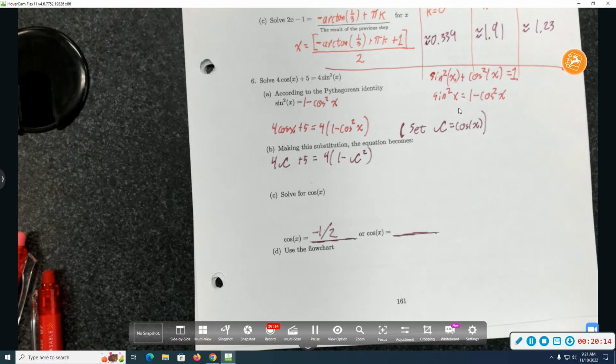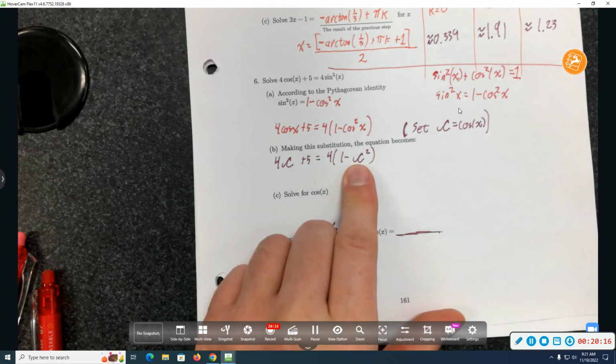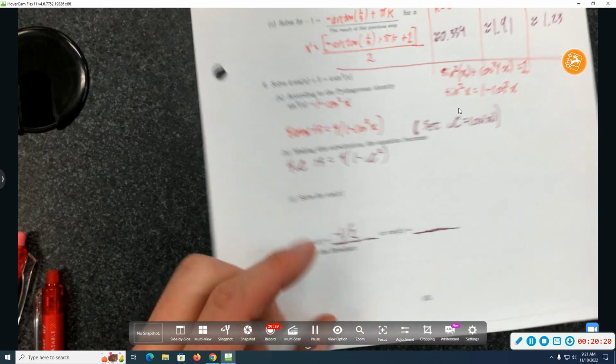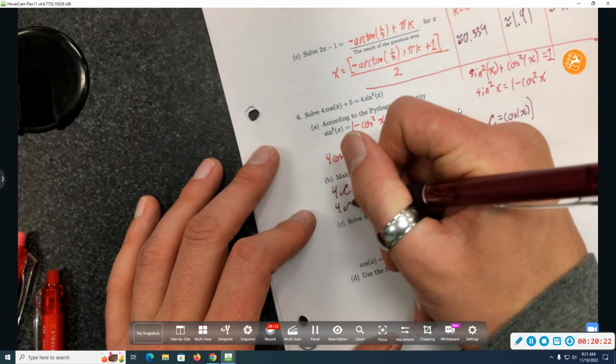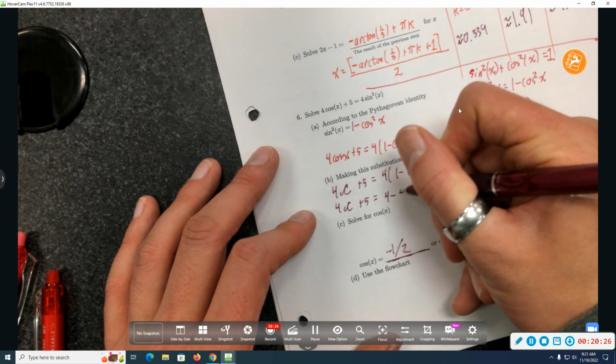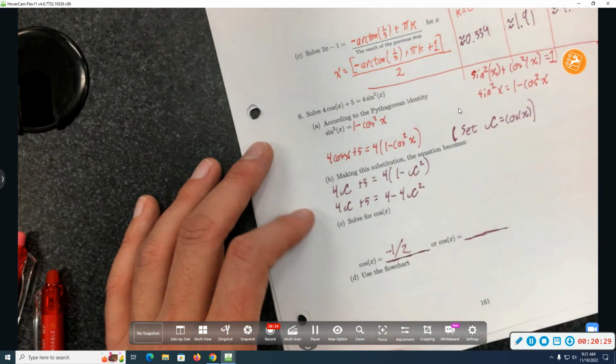Distribute the 4 seems useful. That will remove this c squared from the parentheses, which will be nice because there's a c on the other side. So 4c plus 5 equals 4 minus 4c squared.